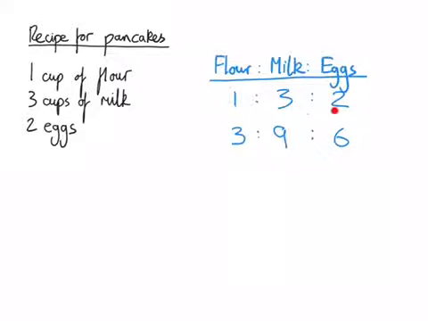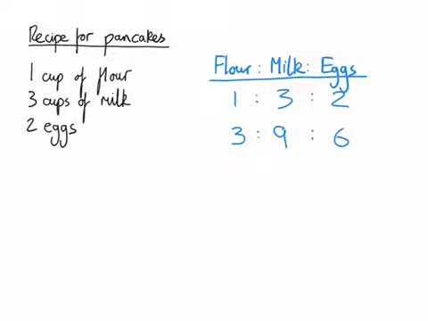So the ratio will always stay the same. We've still got 3 times as much milk as we have flour in both these separate recipes. We've still got double the number of eggs as we have cups of flour, just like here. And it works for any different amount of the ingredients.